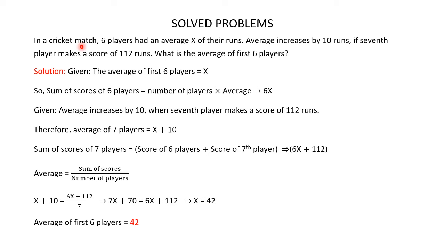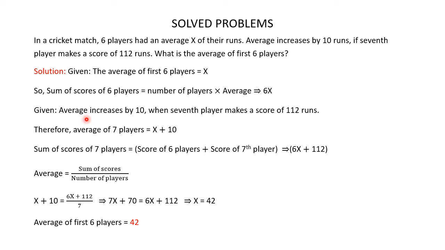In a cricket match, 6 players had an average X of their runs. Average increases by 10 runs if the seventh player makes a score of 112 runs. What is the average of the first 6 players? So we are asked to find out X, which is the average of the first 6 players. Now it's given that the average of the first 6 players is X. So sum of scores of 6 players is equal to number of players multiplied by average. This is 6 multiplied by X, which is 6X. So the sum of scores of 6 players is 6X.